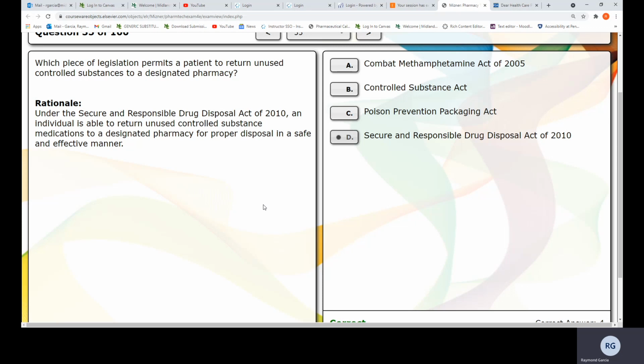So that's like, well, it says what? Unused controlled. Okay, so that's like when you've got narcotics in your cell, they take it back either to the police department or to a pharmacy. Especially narcotics.